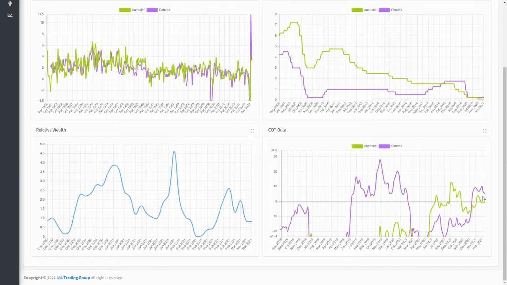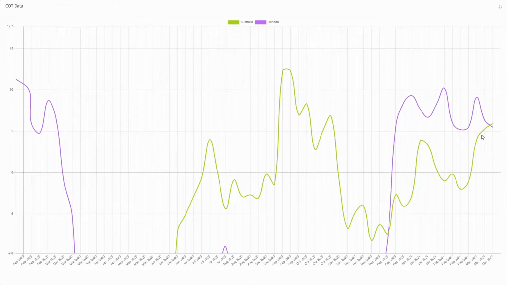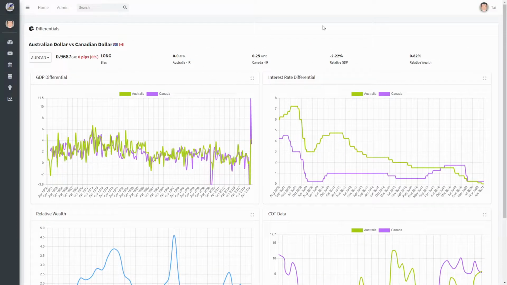Then looking at the COT results as well, we can see that the Australian dollar has just crossed over, so investors are starting to buy the Australian dollar. So in all of these terms, we're looking for a buy, a long bias in this at the moment. But overall, we're looking for a sell, looking at the long-term global macros.